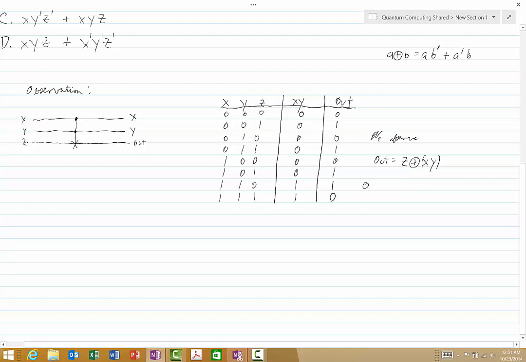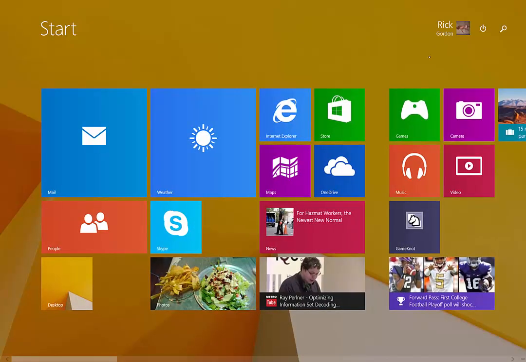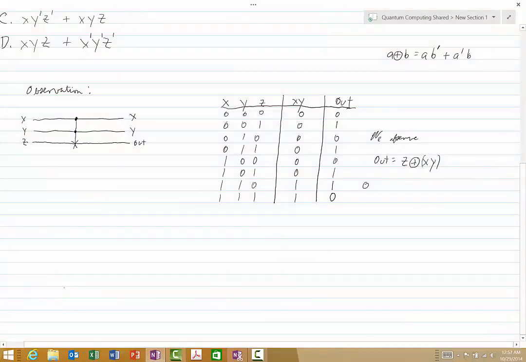And so you can see that, for instance, if A and B are both 0, then the first term goes away because A is 0, the second term goes away because B is 0, so everything goes away. If A and B are both 0, it's equal to 0. If A and B are both 1, the first term will go away because B is equal to 1, so not B would be 0. The second term will go away because A prime would be 0. So A exclusive or B is equal to 0 if A and B are both 0 or if A and B are both 1.